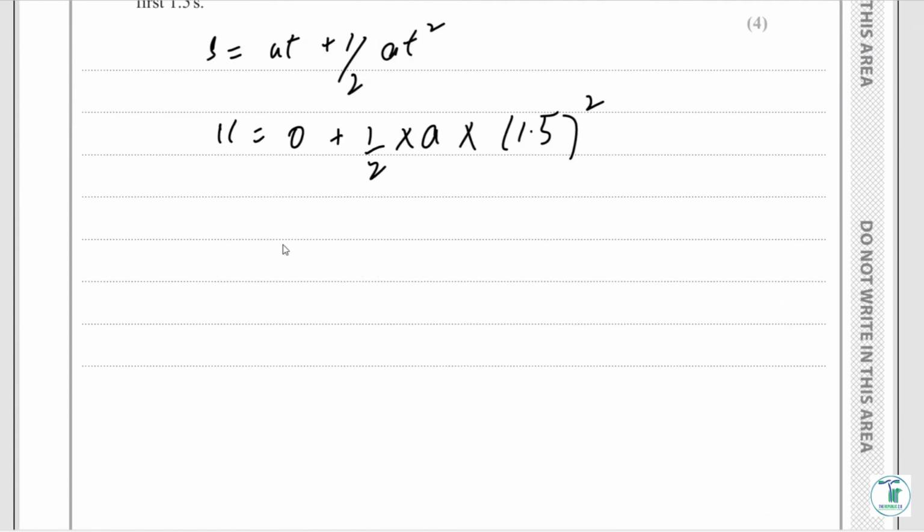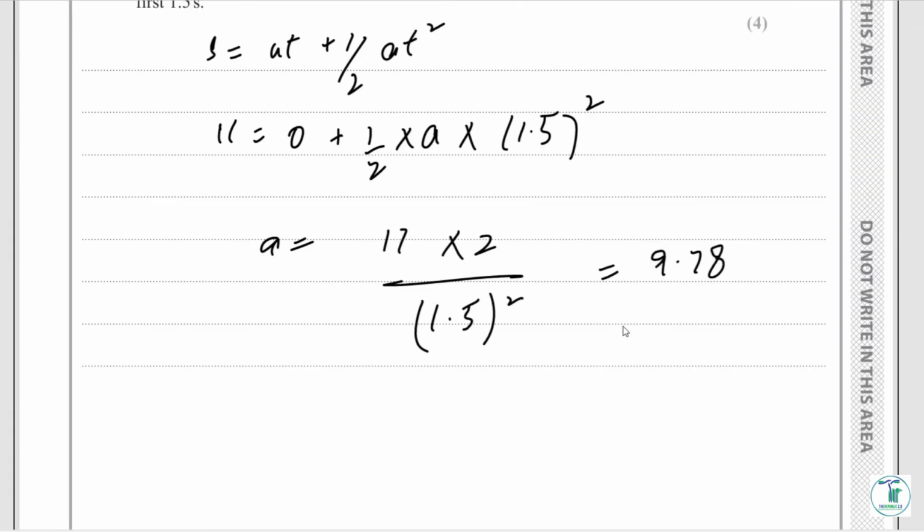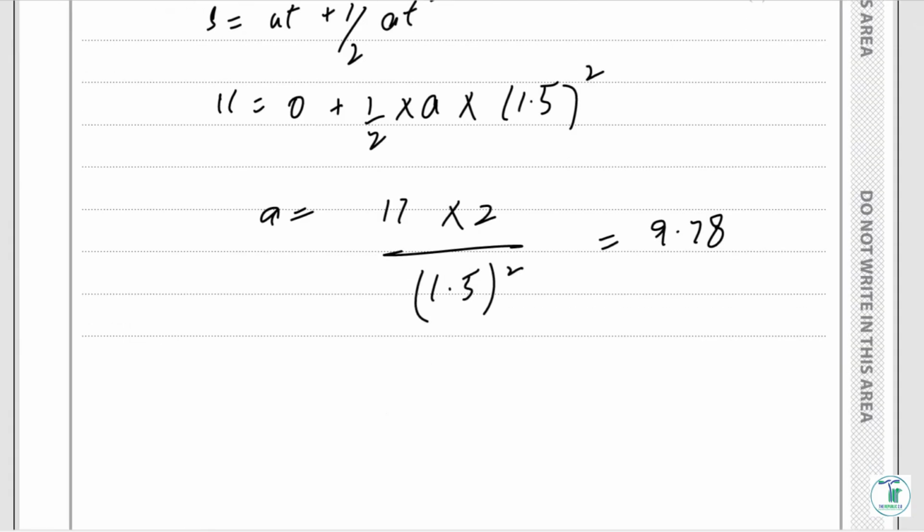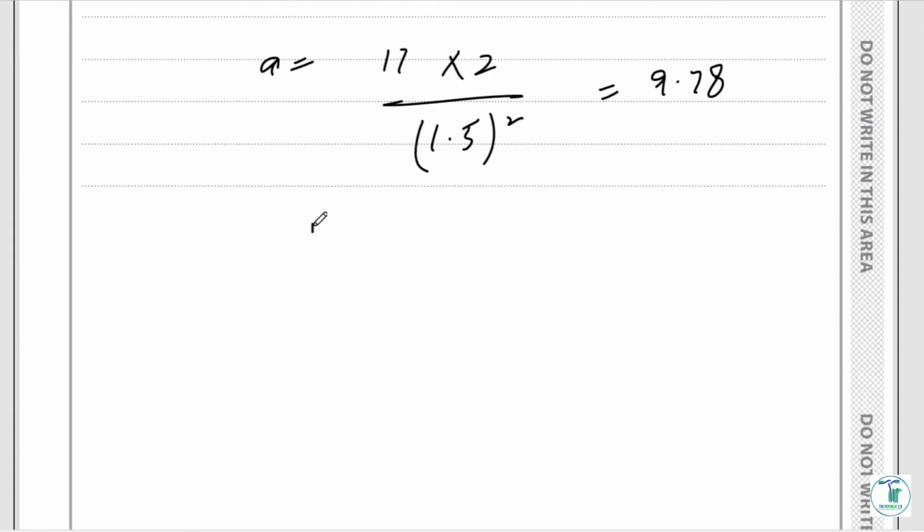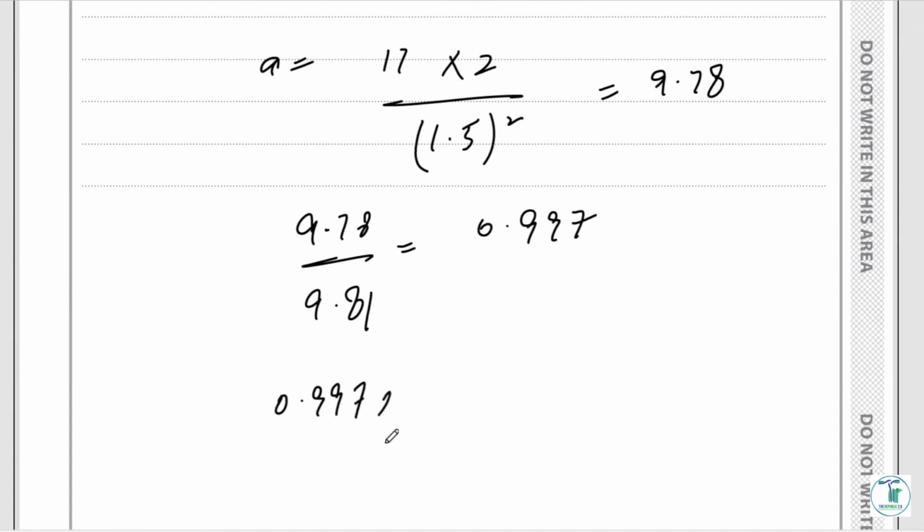So by working out acceleration from here, it comes out to be 11 times 2 divided by 1.5 squared, right? So I've got something like 11 times 2 divided by 1.5 squared. And when you sort this out, it comes out to be 9.78. And if you want to write this 9.78 in terms of g, just divide it by 9.81, and that comes out to be something like 0.997. So 0.997 g. So 0.997 is greater than 0.95 g.